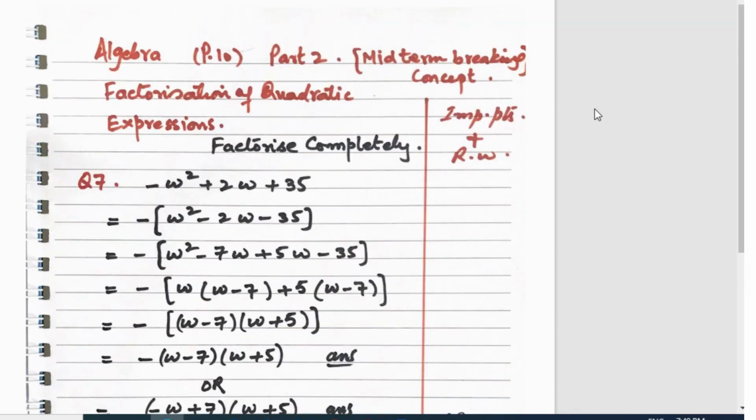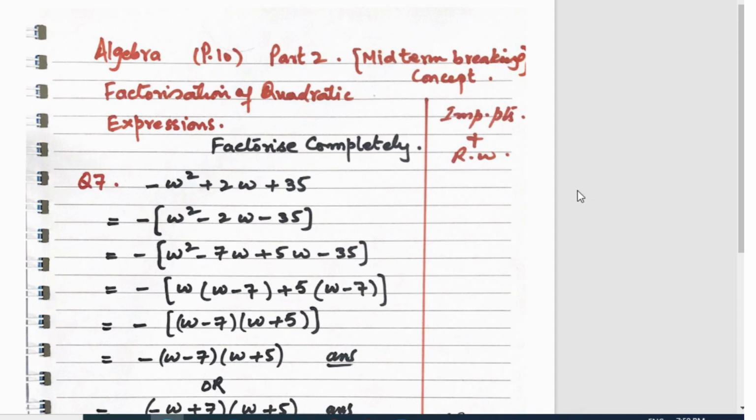So using the same method, the midterm breaking concept, I have brought for you the midterm breaking concept again in these two questions. These are the rest of the examples or questions. If you understand these, I think there will be no question difficult for you to solve.